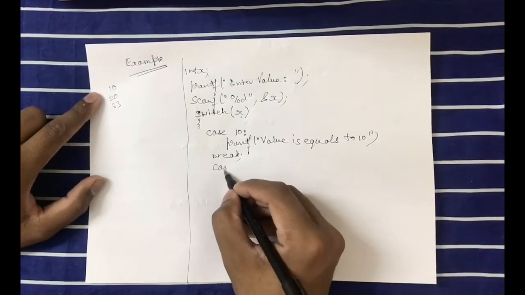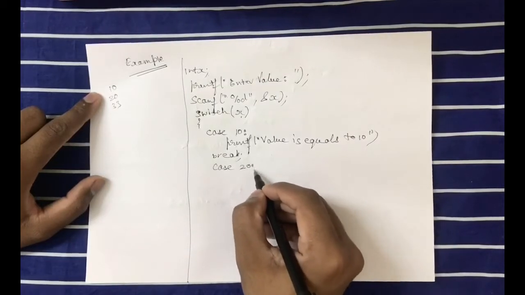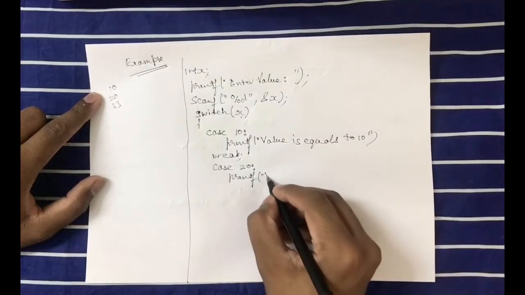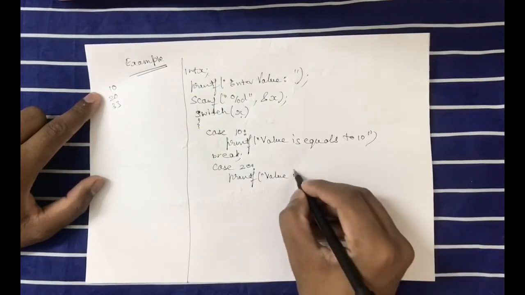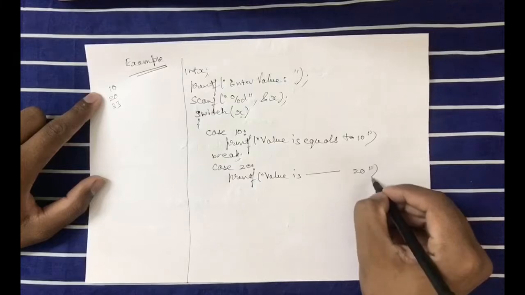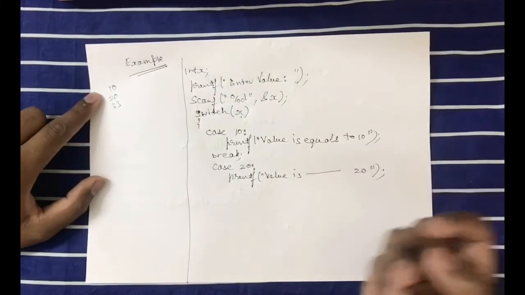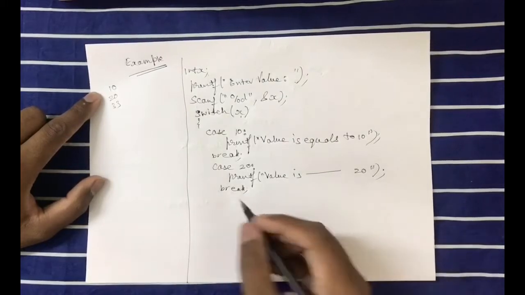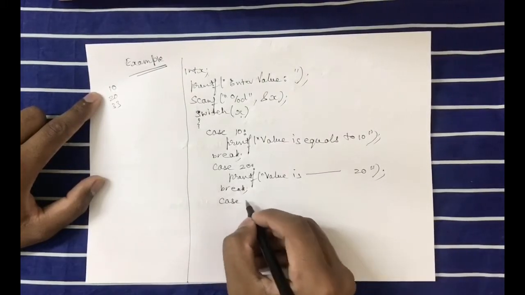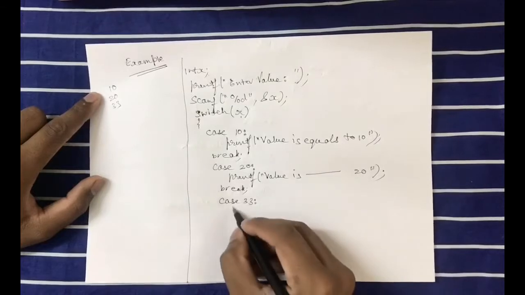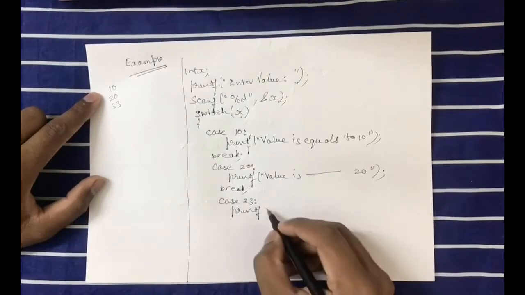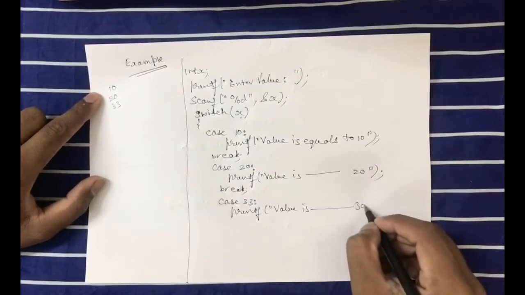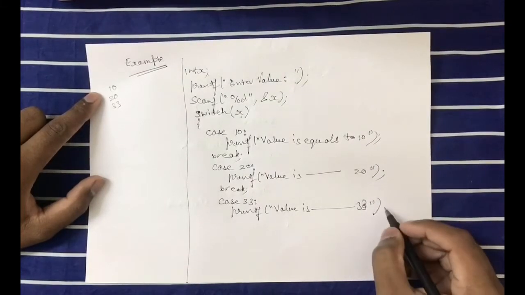Then I'll give case 20. Printf value is equals to 20. I'll pass break. Case 33. I'll pass printf value is equals to 33. Then break.